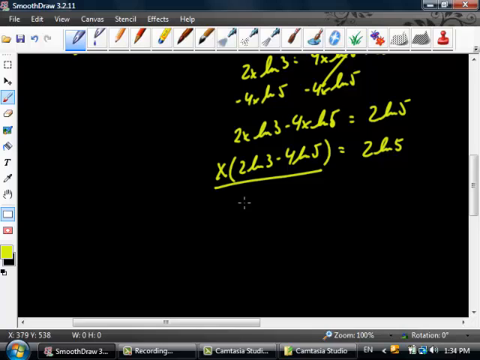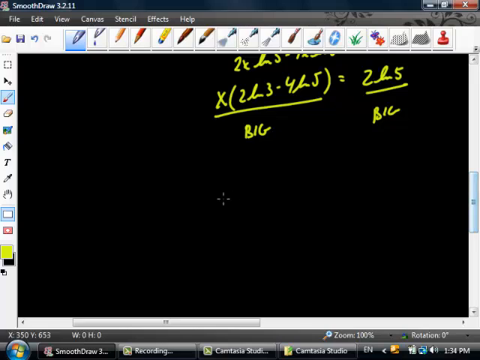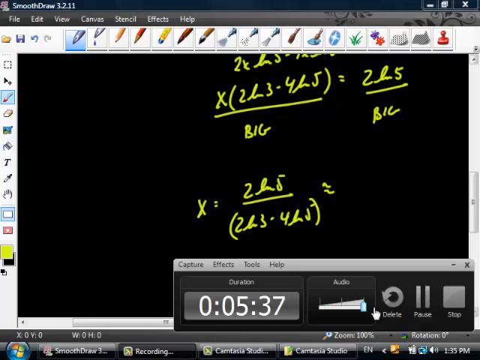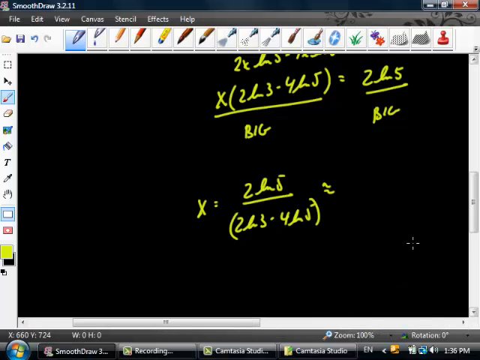Divide by the big thing. I'll just call it big over here, and I'll call this big over here. So x equals 2 ln 5 over 2 ln 3 minus 4 ln 5. Is there anyone out there with a calculator who can approximate this value? I'll just pause it while you guys do that. Zach, what did you get? That was negative, right? Yeah. Cool. All right. Very good.